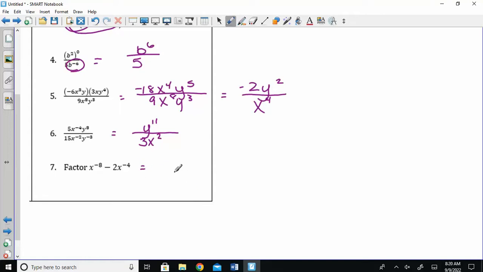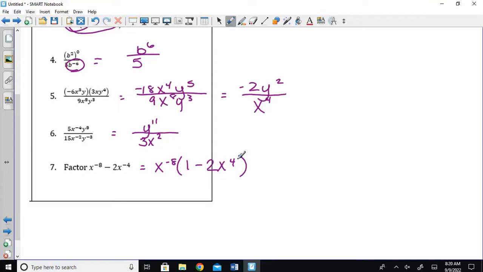Number 7, we take out the smallest power of x. What's smaller, -8 or -4? So if you take out the whole thing, it turns into a 1, minus 2, -4 minus -8. So -4 plus 8 is x to the 4. What questions do you guys have? So that is really our section 5 review.